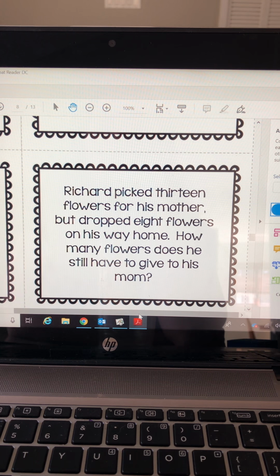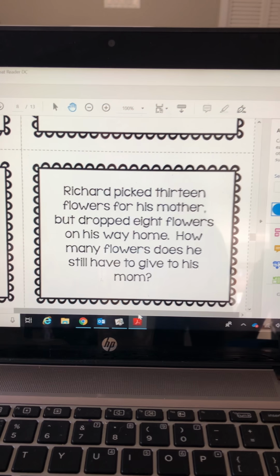So let's think about what kind of story this is, what kind of math problem this is actually. Are we adding or subtracting? He had 13 flowers and he dropped 8. And we want to know how many flowers he still has left. Then it would make sense to subtract. Okay, so let's look at what that would look like.